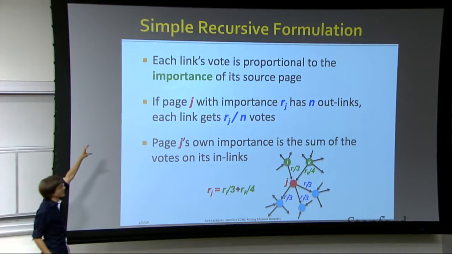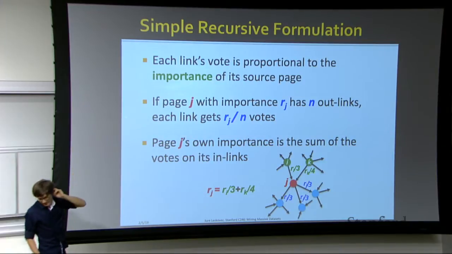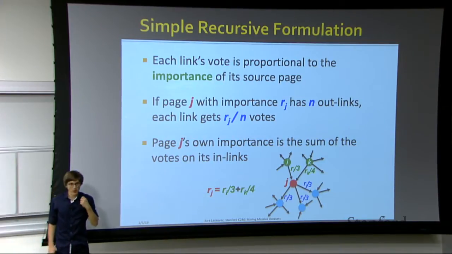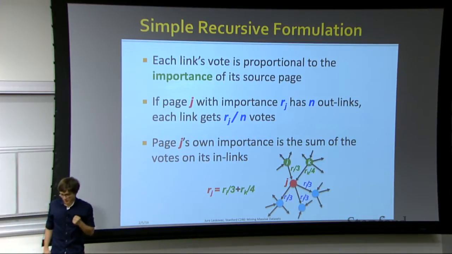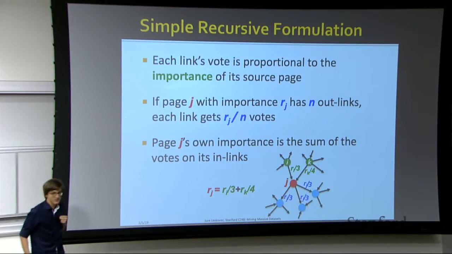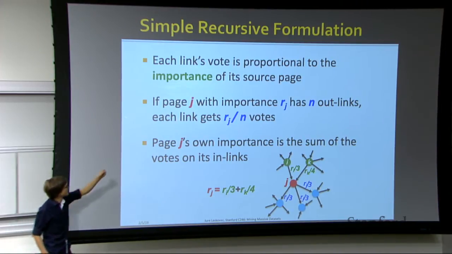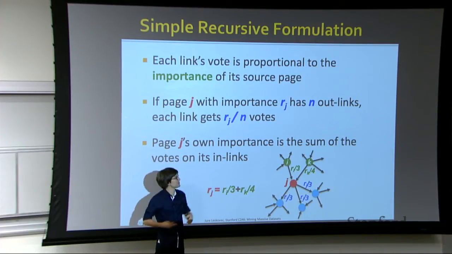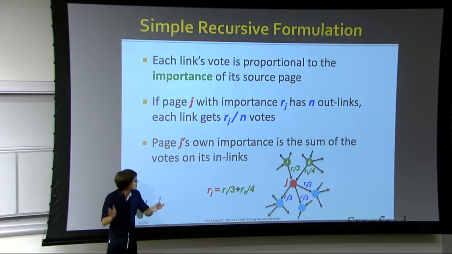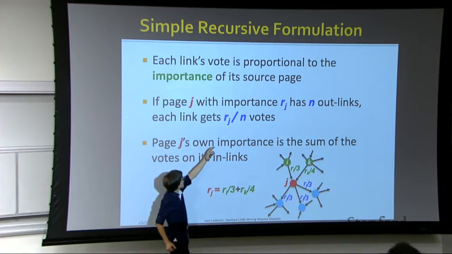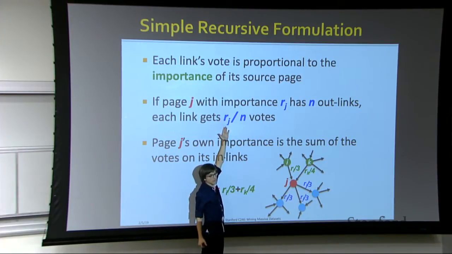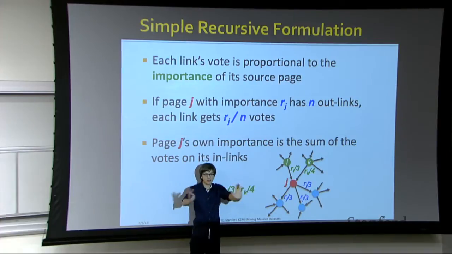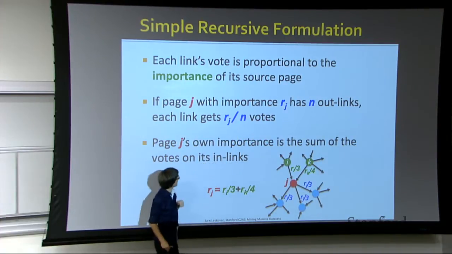How do we think about it? We say that the weight of every link's vote is proportional to the importance of the source web page. So the idea is if page J has some importance r_j and has n outlinks, then that page takes its own importance and splits it n different ways equally, okay?